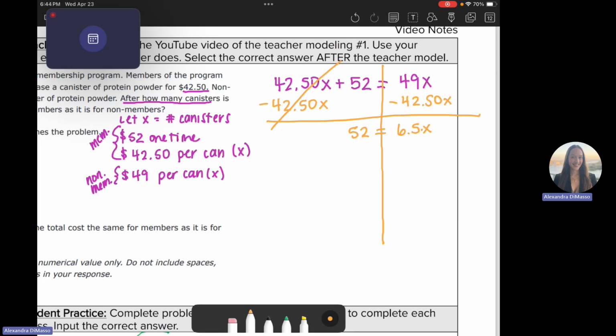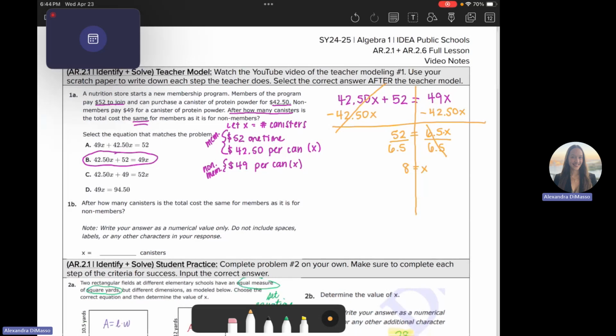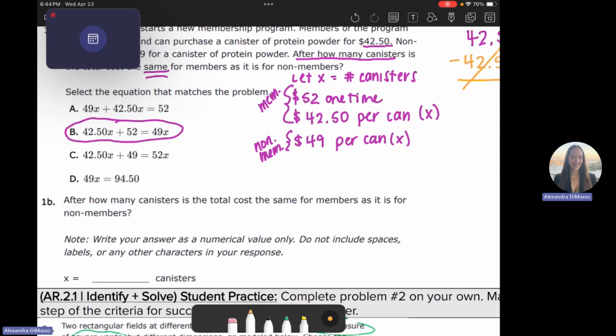So to undo multiplication, the inverse is division. I'm going to divide the right side by 6.5. And again, whatever I do to one side of the equation, I have to do to the other, and I end up getting 8 equals x. So, after how many canisters is the total cost the same?